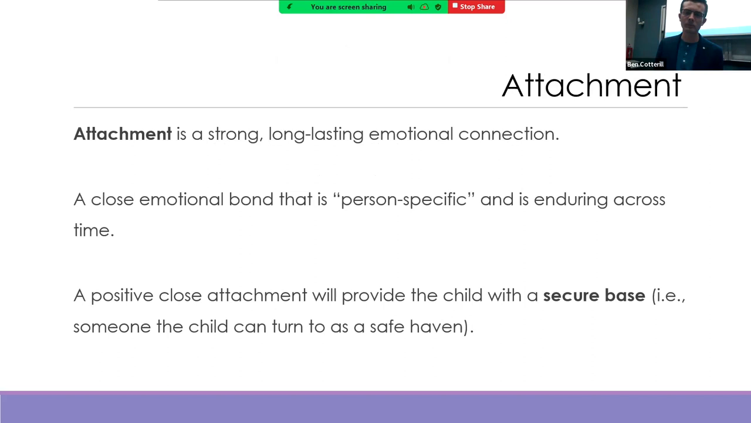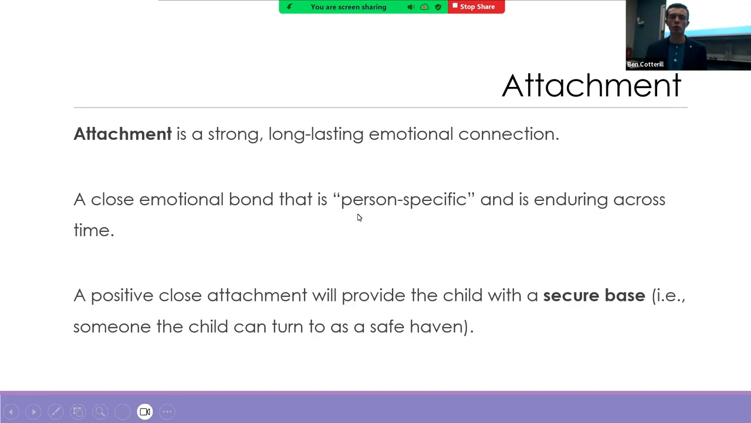So attachment, I'm sure, is something that you've heard of before, right? It's referring to a strong, long-lasting emotional bond between two individuals. It's a bond that's person-specific, because all people are unique, and so the bonds that form between them will be unique. And it's something that's enduring across time.